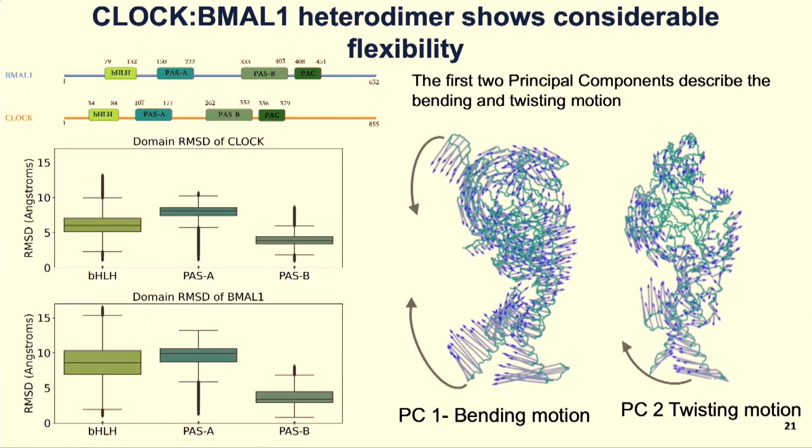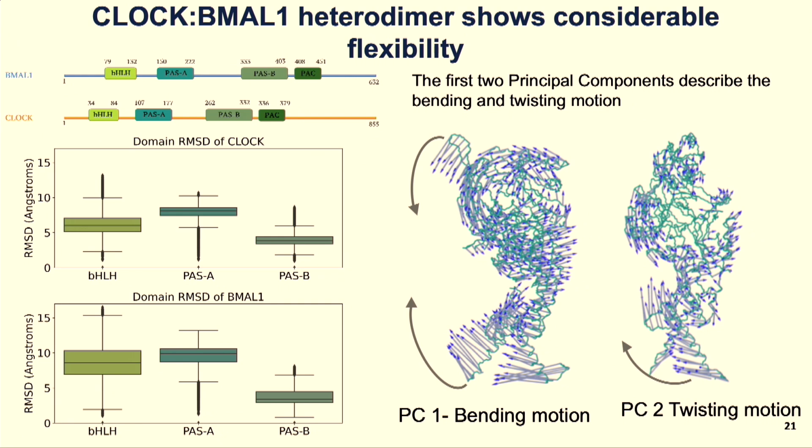So we tried to quantify these large-scale domain motions. If you look at the domain-wise RMSDs, what we found is that the bHLH domain and the PAS-A domain, which is here, show slightly higher flexibility as compared to the PAS-B domain.